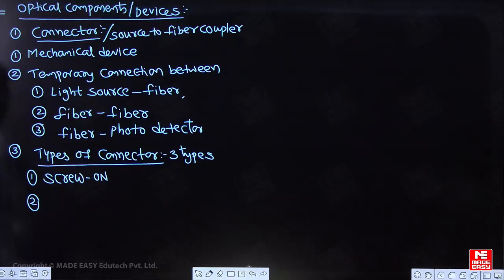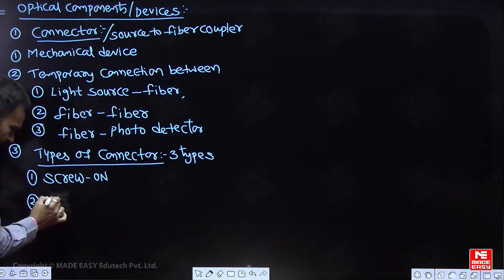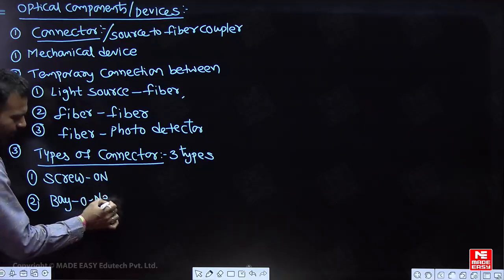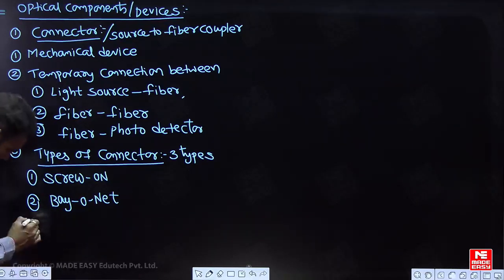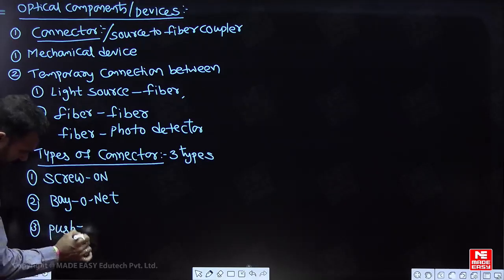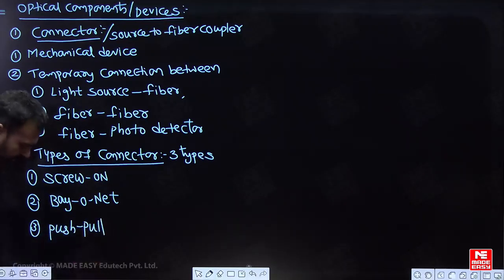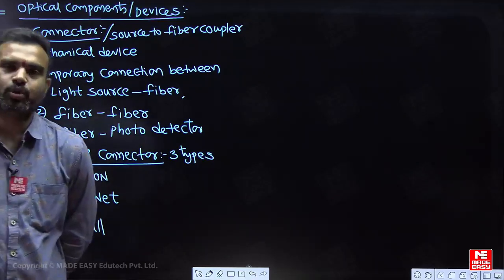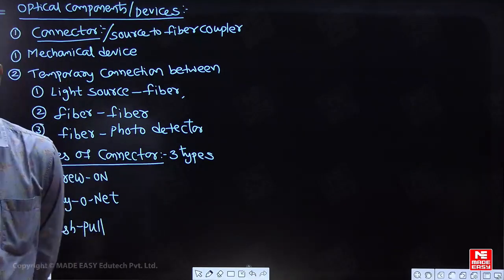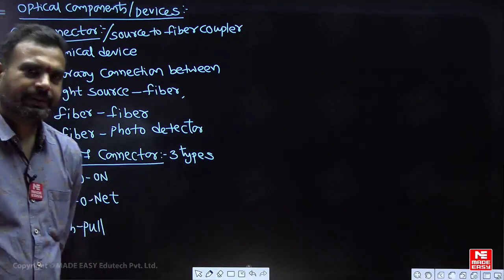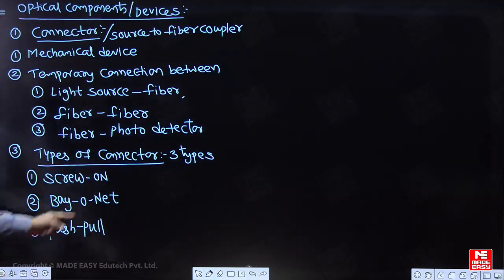The second connector is the bayonet connector. I will explain the names after writing them. The third important connector is called the push pull configuration, or simply the push pull connector, or sometimes the push pull configuration. Please see here, talking about the screw on connector.